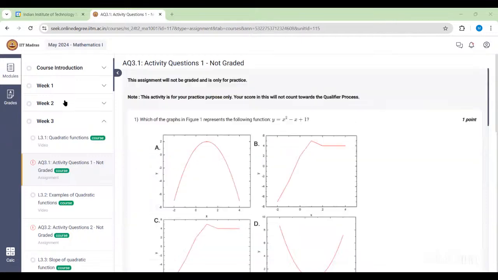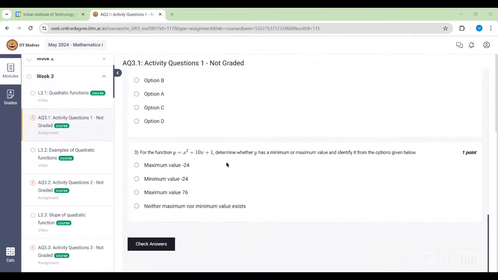There are only 3 questions. Question number 3: for the function y = x square plus 10x plus 1, determine whether y has a minimum or maximum value and identify it from the options given below. Here it's kind of obvious that y is a quadratic function, so it's a parabola. An upward parabola possesses a minimum value at its vertex, and a downward parabola possesses a maximum value at its vertex. So in both cases, we will have a maximum or minimum value at the vertex only.